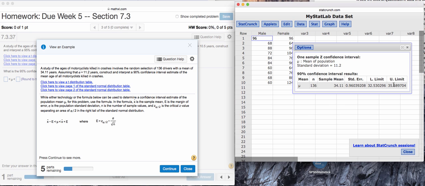We have the lower and the upper limits, the sample mean, the standard error, and recall if you do need to find the margin of error, you can always subtract upper minus lower and divide that value by 2.